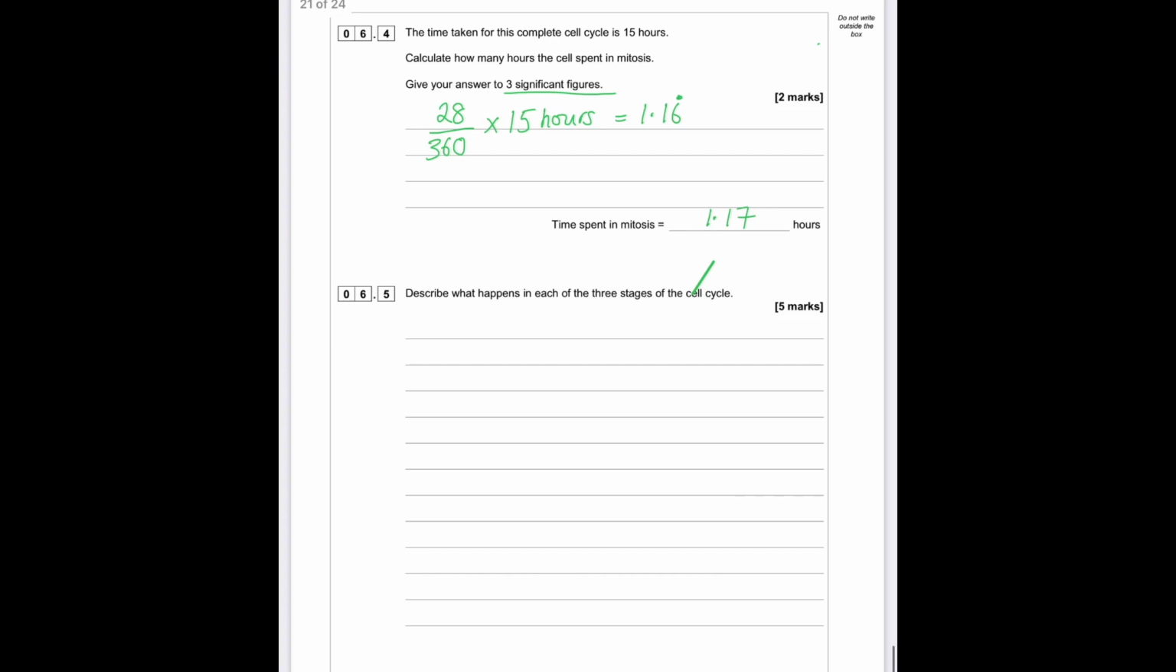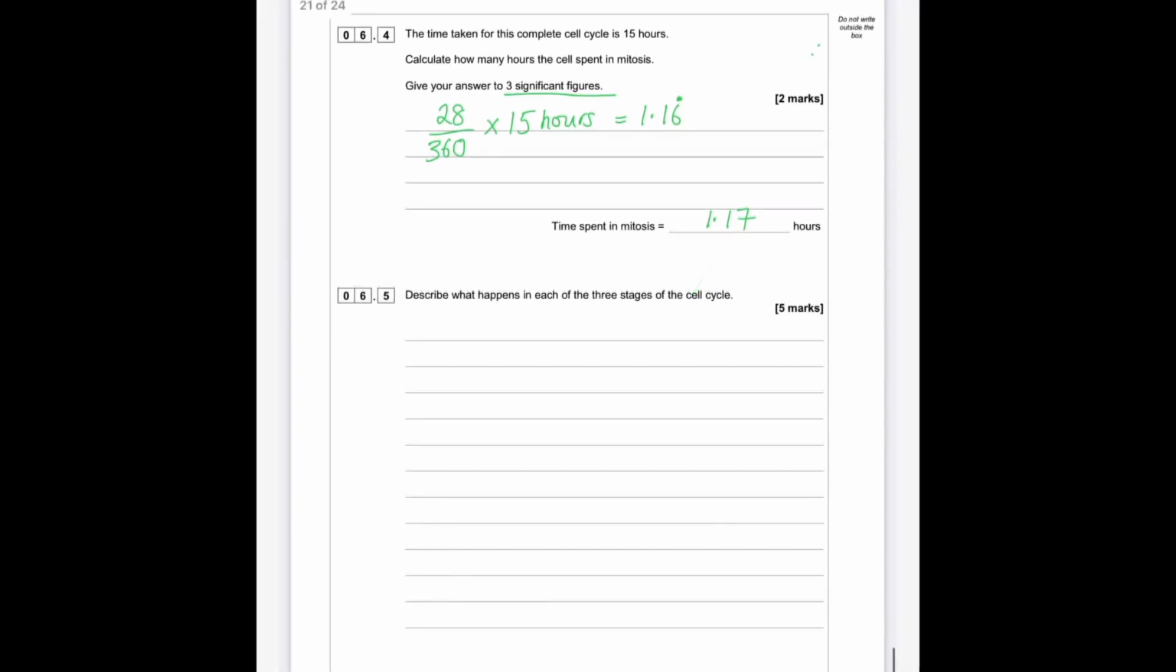Now for the next question, we have to describe what happens in each of the 3 stages of the cell cycle. In the next part of the question, we are being asked to describe what happens in each of the 3 stages of the cell cycle. So, stage 1 is where we are trying to have cell growth. And this happens by chromosomes replicating.